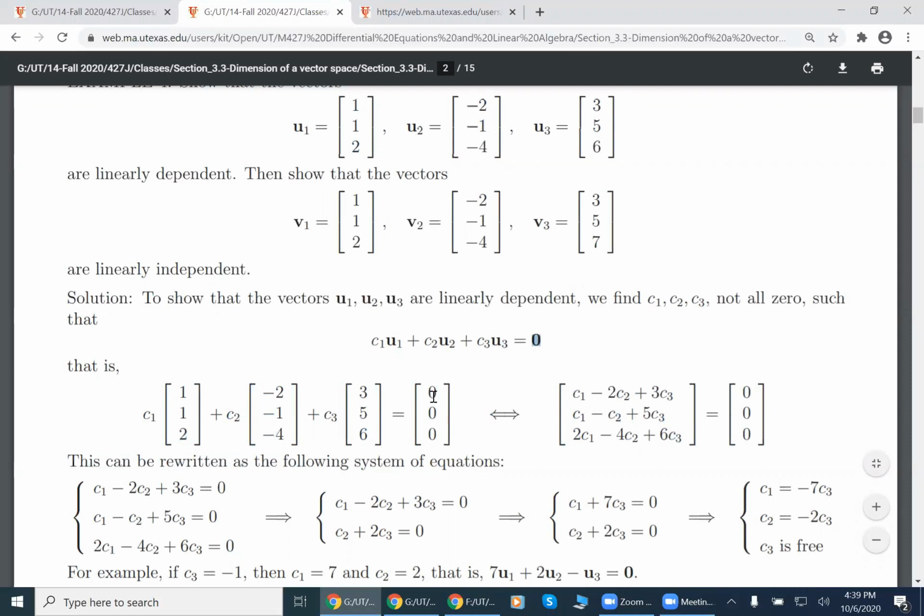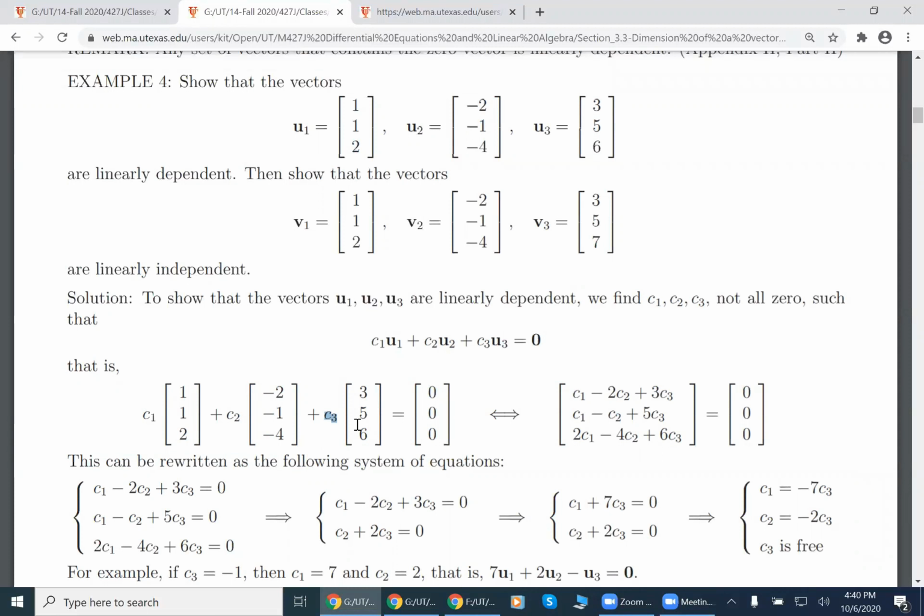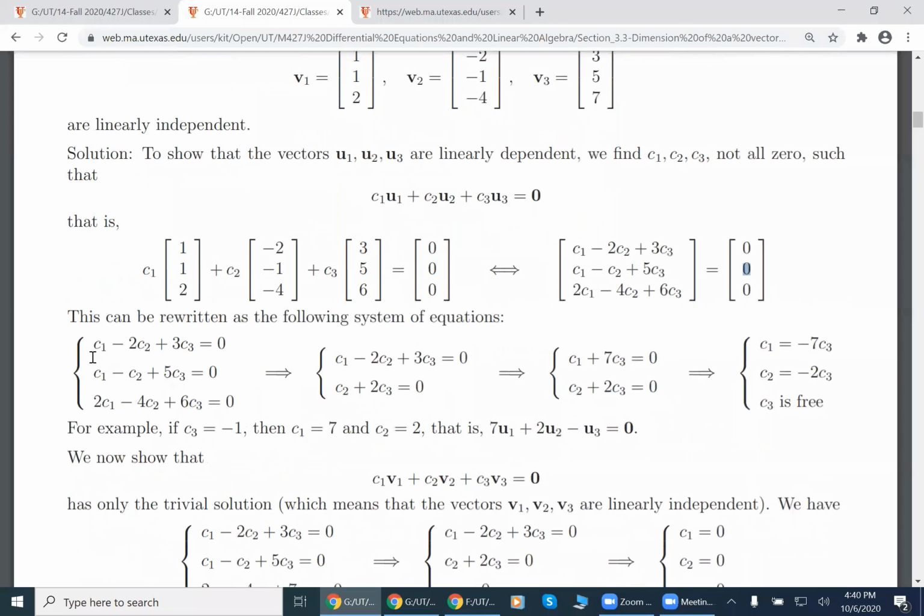Replace boldface 0 by this matrix column. After that, move C1 inside, C2 inside, C3 inside, and add the resulting matrix columns. On the left-hand side, we have this matrix column. On the right-hand side, we have 0, 0, 0. Now, it is known that two matrix columns with the same number of rows are equal if the corresponding components are equal. This gives us the following system of linear equations.